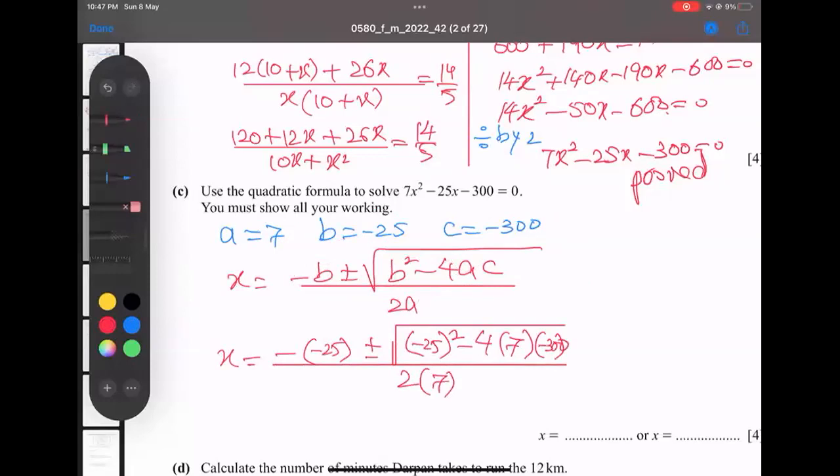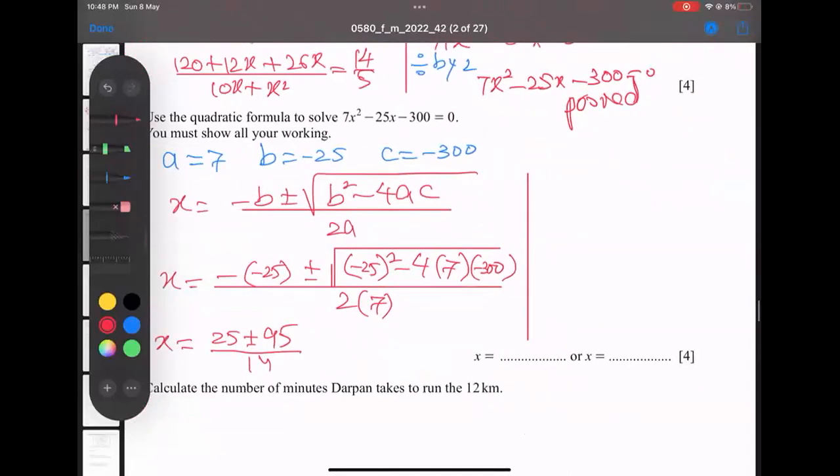Wait a minute. Okay. Now, what is the technique? Because it is 4 marks, it is best to just write it like this. At least type the whole thing in the calculator. Root of 625 plus 4 times 7 times 300. And it gives us 95. And now after this, do the rest.